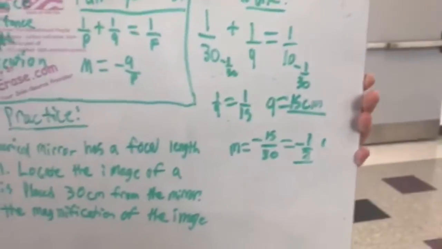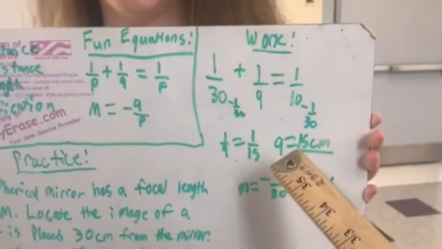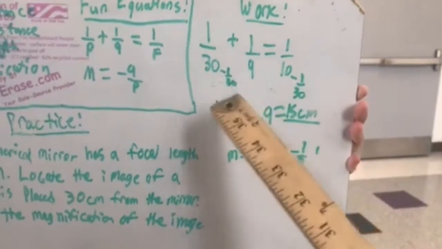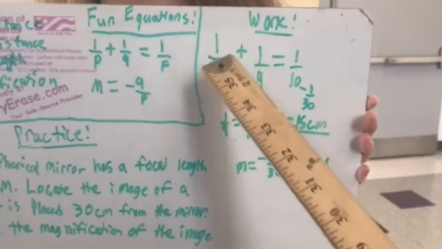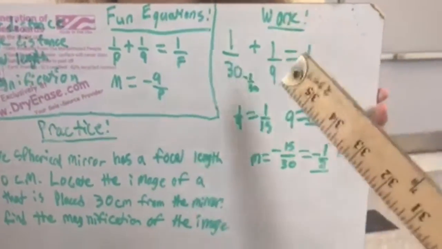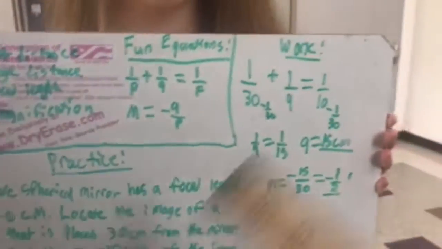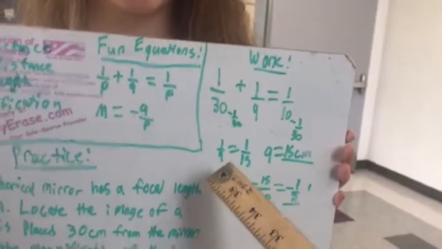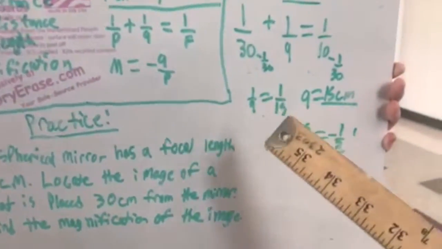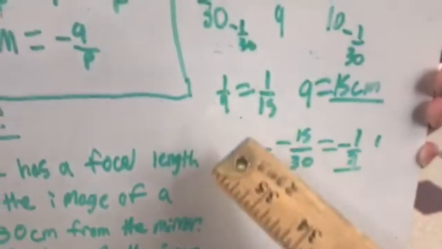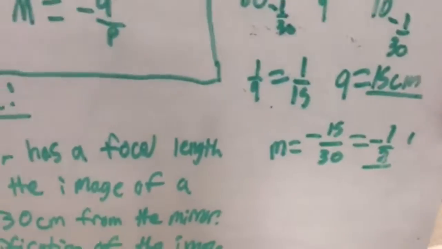does your work look like this? Because this is right and not wrong. The answer for Q should be 15 centimeters using this basic math here. If you have 1 over 30 plus 1 over your variable equals 1 over 10, you subtract 1 over 30 from both sides. And then you get 1 over your variable equals 1 over 15, and then this is just basic multiplication, Q equals 15 centimeters.